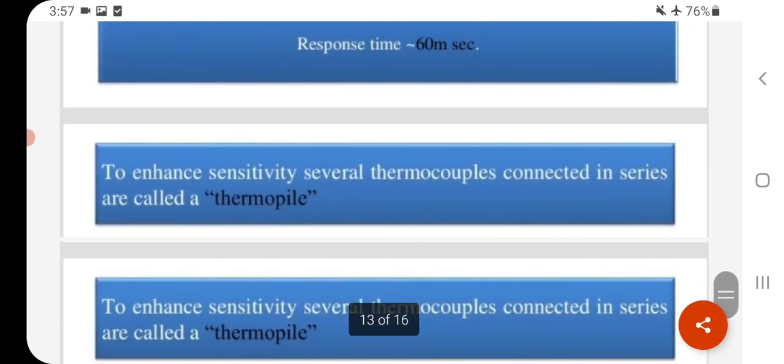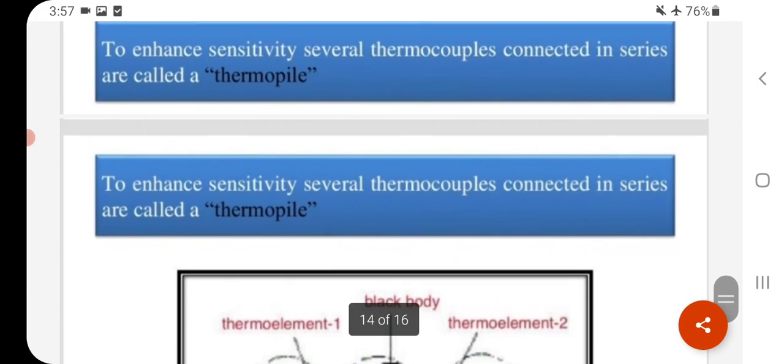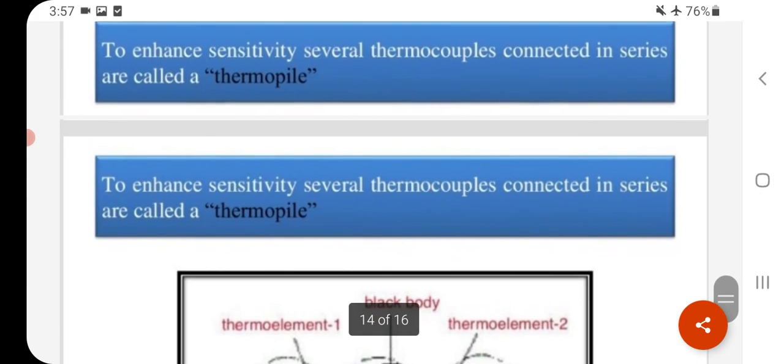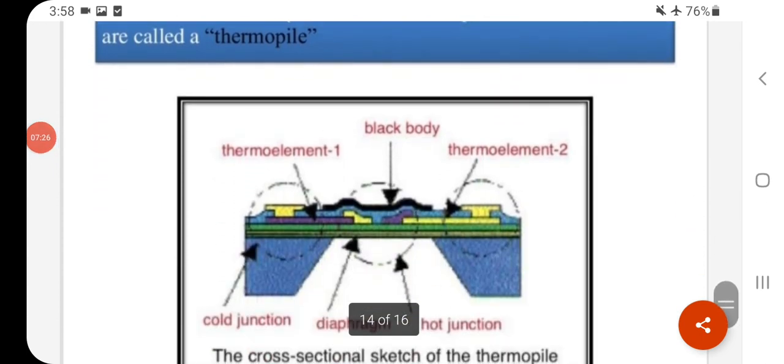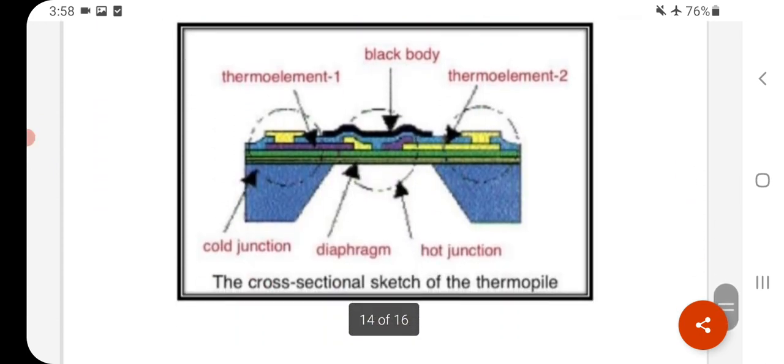To enhance sensitivity, several thermocouples connected in series are called a thermopile. These are the diagrams of the cross-sectional sketch of the thermopile.